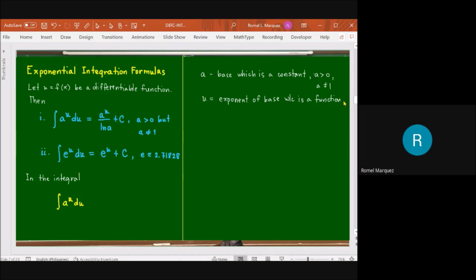Meaning u is really a function. And then a to the u is a power. It is a power function, different from a constant. And finally, du here is the differential of the exponent, meaning the differential of u.